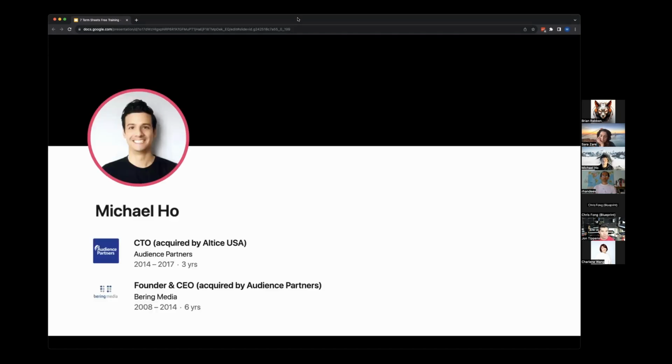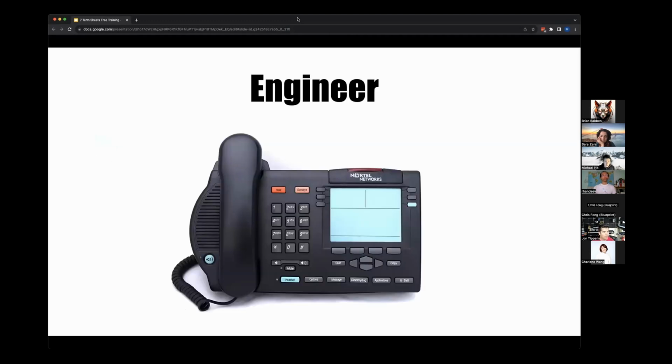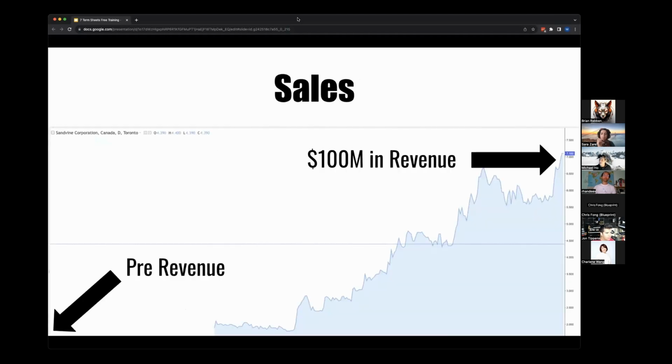So, as Sarah said, I'll give a little bit of background on myself. I started my career as a developer. I was writing code in high school for Nortel Networks way back when, just pre-dot-com timeframe. Then I moved into sales for a startup that was pre-revenue. Stayed there until we were just about $100 million in revenue, and public on the Toronto Stock Exchange.